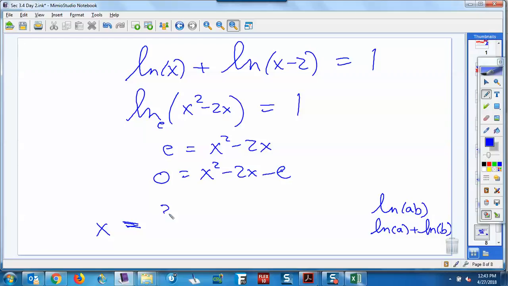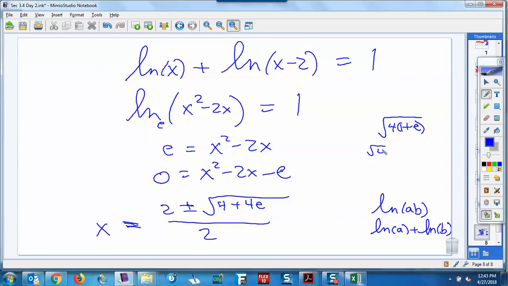But the quadratic formula would be 2 plus or minus the square root of b squared, which is 4, minus 4 times 1 times c, so that'd be 4e. That'd be negative, turn into that, all over 2. What did it say in the back? 1 plus the square root of 1 plus... Yeah. So you see what I mean, right? This square root right here, we could take out a 4. So inside that square root, you could have 4 times 1 plus e, like that.